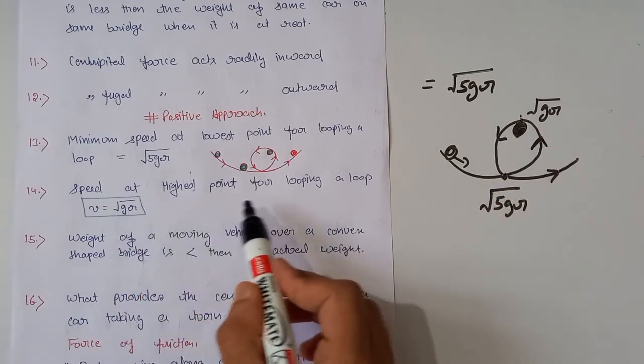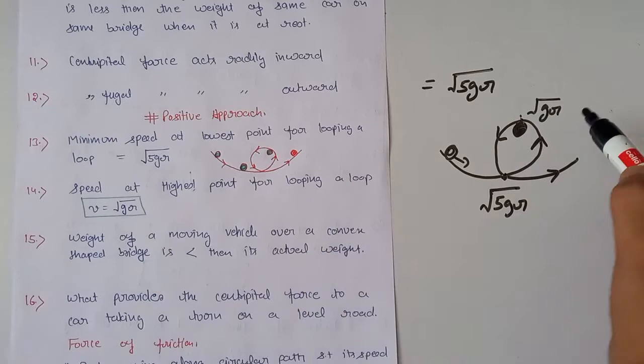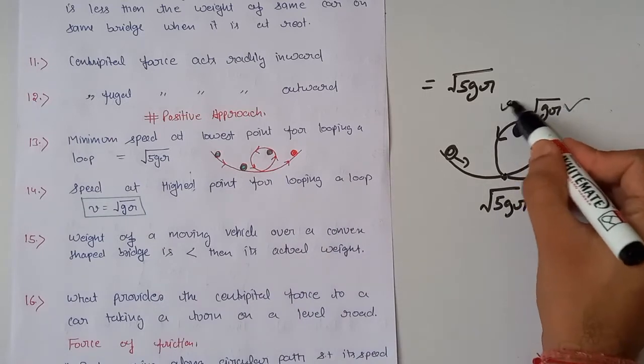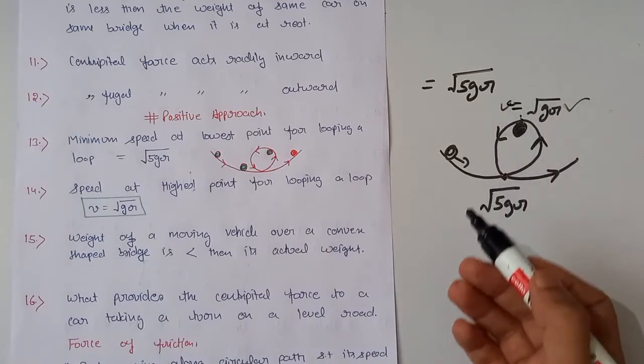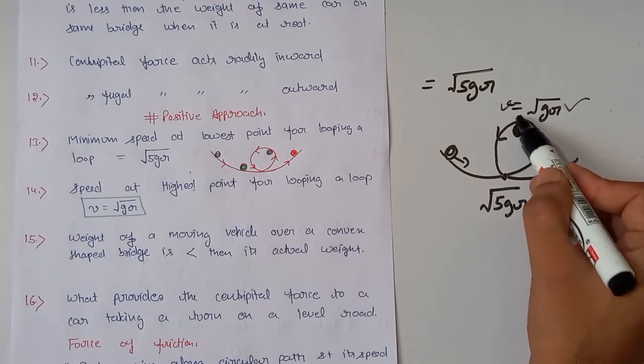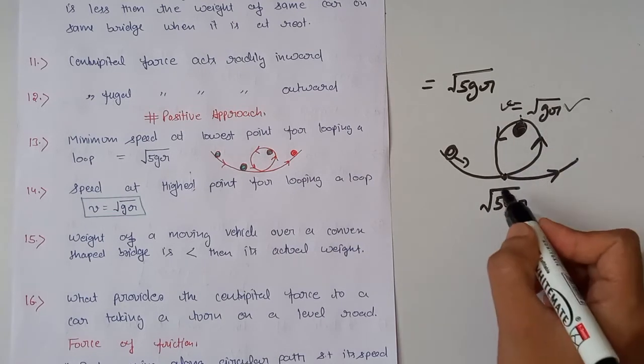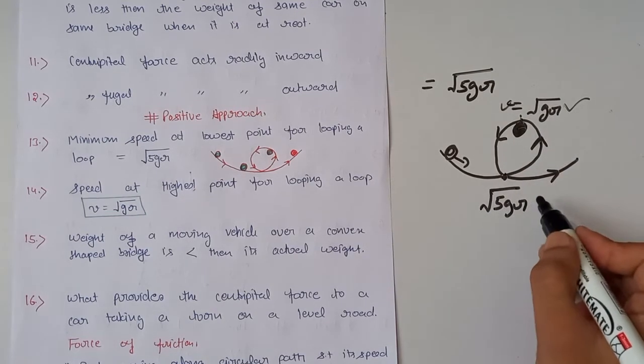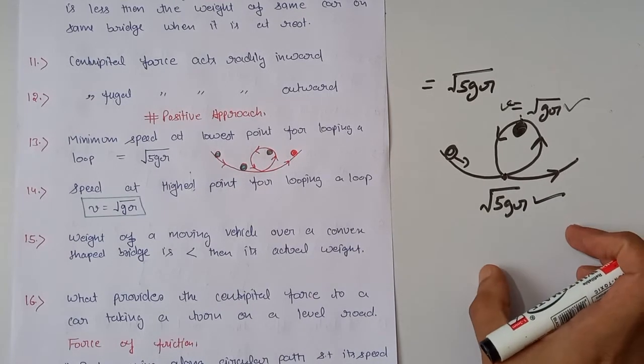The speed at the highest point of a loop of a car is v equal to under root of gr. This is the velocity of a car or a cyclist or any object at the highest point in a loop, and at the lowest point it is under root of 5gr. These are very important results.